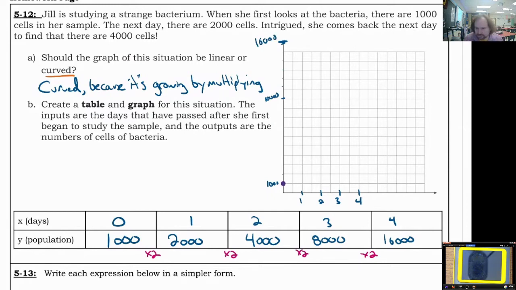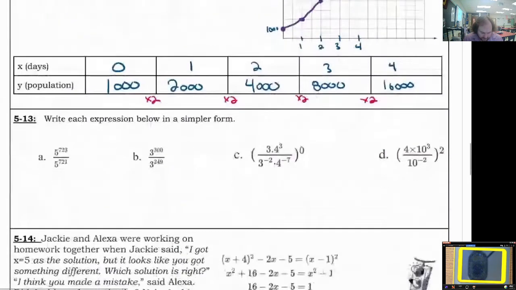So the first point is 0, 1,000. That's day 0. Day 1 has 2,000 right there. Day 2 has 4,000. Day 3 has 8,000, basically doubling each time. Day 4 has 16,000 all the way up there, and there's your graph. And you can see the curve developing because of the exponential growth that's there. Pretty cool. Okay, next question, 513.